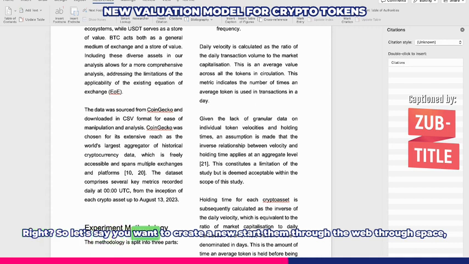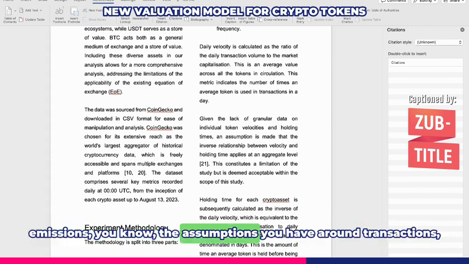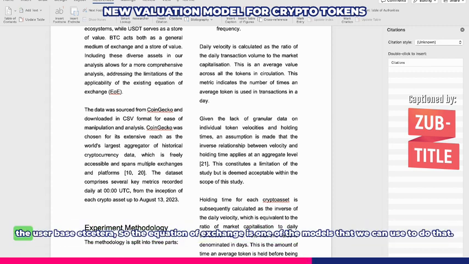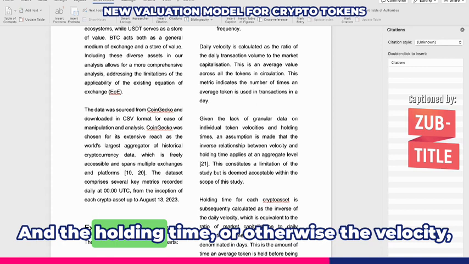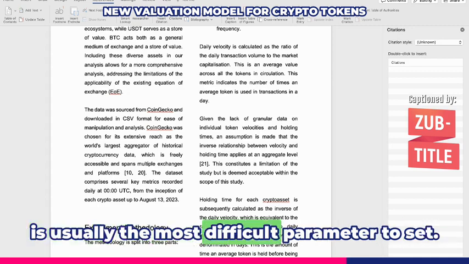So let's say you want to create a new startup in the Web3 space, you need to understand whether the supply makes sense, emissions, the assumptions you have around transactions, the user base, etc. So the equation of exchange is one of the models that we can use to do that. And the holding time, or otherwise the velocity, which is kind of an inverse of the holding time, is usually the most difficult parameter to set.